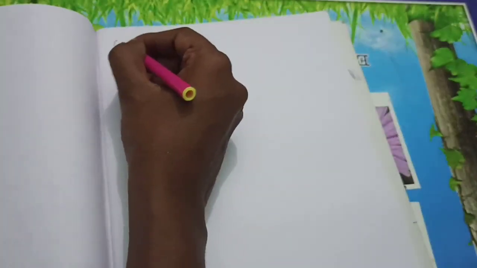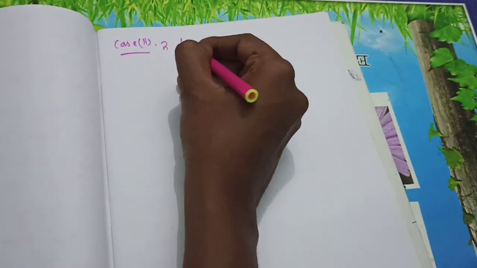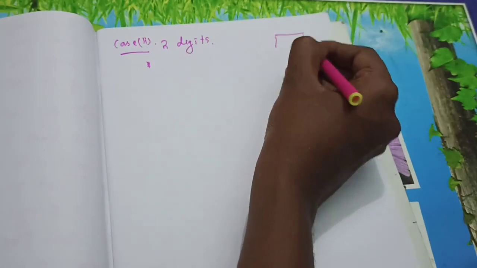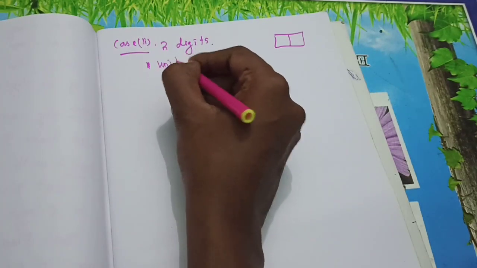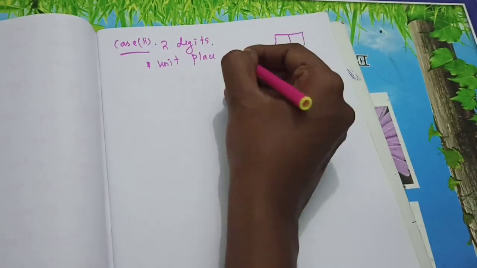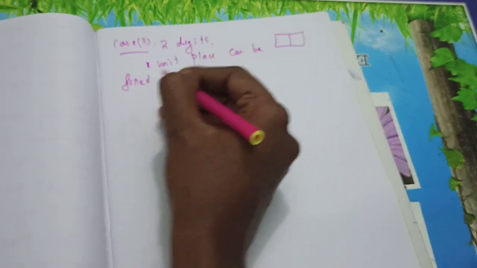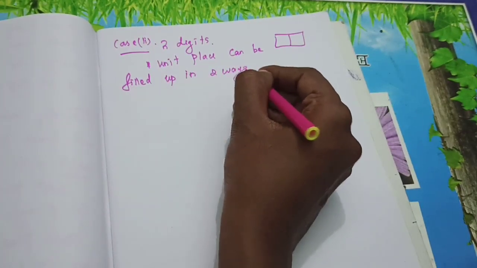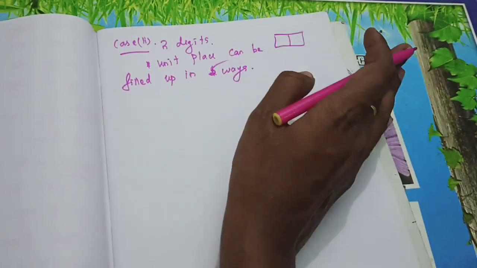Next, which digit will you find? 2 digit. Okay, that is case 2. Two digits. So 2 digits means how many boxes? 2. So 2 digits means unit place is there. So the unit place can be filled up in how many ways? 2 ways. Correct? So sorry, 5 ways. Totally 5 numbers must be there, no?